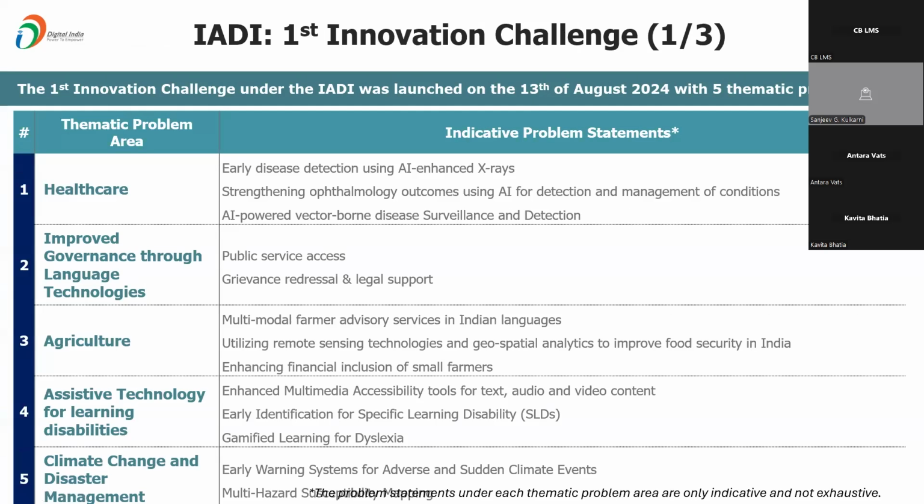As I said, we have already initiated the first innovation challenge, which was launched on 16th of August, and it had 5 theme areas: healthcare, improved governance through language technologies, agriculture, assistive technologies for disabilities, and last, climate change and disaster management. As a part of this challenge, we had given indicative problem statements. However, these are just indicative, but if you think there are some critical problem statements which we may not have listed, you're also free to include that and develop a POC on that.